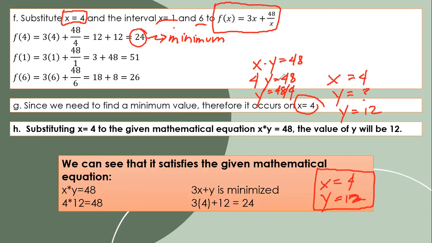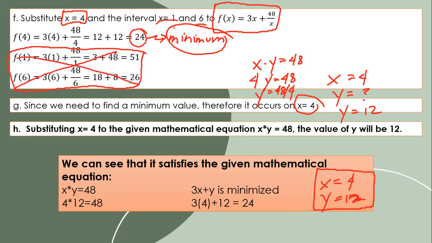Kung mapapansin natin, laging doon nag-occur yung maximum and minimum sa critical number. So, pwedeng i-skip na natin yung paghahanap ng maximum and minimum case sa pagsasubstitute ng endpoints. So, pwedeng hindi na natin isubstitute yung endpoints. Direct na dun tayo sa pagsubstitute ng critical number. Automatically dun mag-occur yung minimum or the maximum. All right? So that's it.